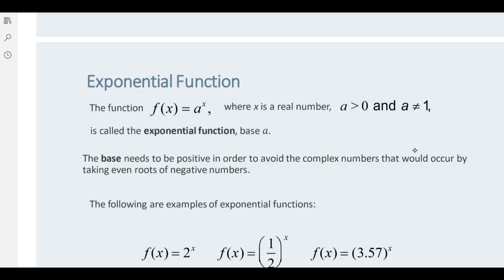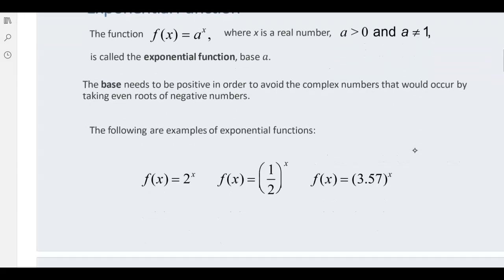Our base is always going to be a number that is greater than 0. And it's not going to be equal to 1, because if we had 1 to the x power, that's not very interesting, because 1 squared versus 1 cubed, we're just getting the same number every time. So we're not going to have our base, or a, be equal to 1.